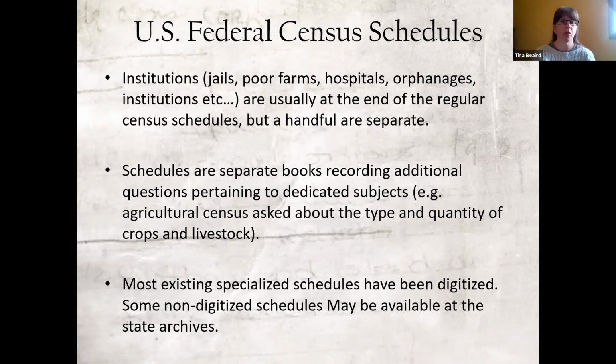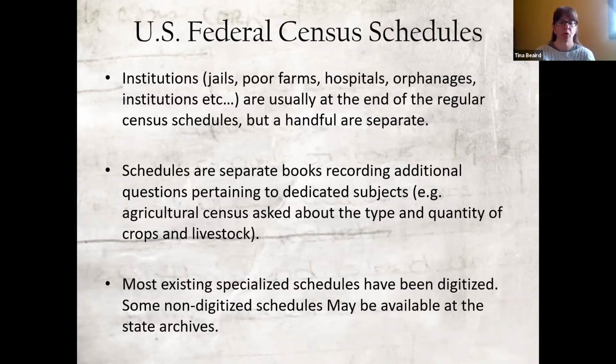Mortality schedule is another one that's going to come in really handy to you in your research as well. I'm going to show you a screenshot of that in just a second. A lot of these have been digitized. They're available through Heritage Quest. They're available through Ancestry and FamilySearch, but not all of them.